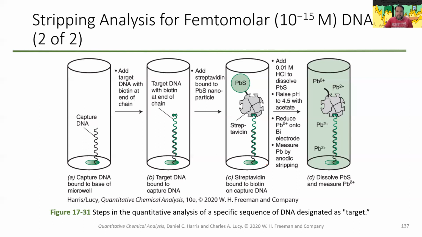So you've got a single strand, right? It binds a complement target, you throw in this streptavidin that's got lead sulfide in it. You dissolve the lead, and now in your little microwell, you've got lead 2+. Right? Now you can detect the lead 2+, whereas it would be very, very hard to just detect the avidin.